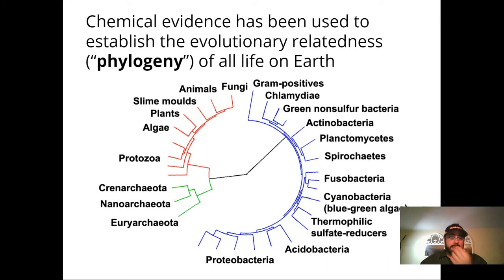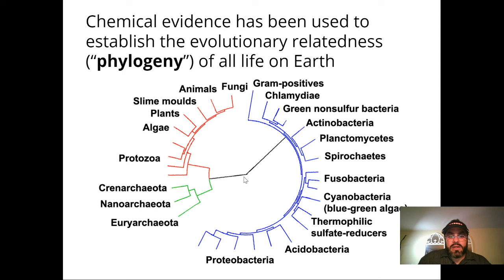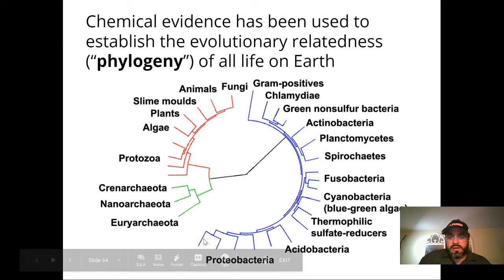So here it is. Chemical evidence has allowed us to create this incredible tree of life that sort of tries to explain it. At the very heart of this thing is going to be LUCA, the last universal common ancestor. And this one here separates. And so what you have here is bacteria. All of these are bacteria.